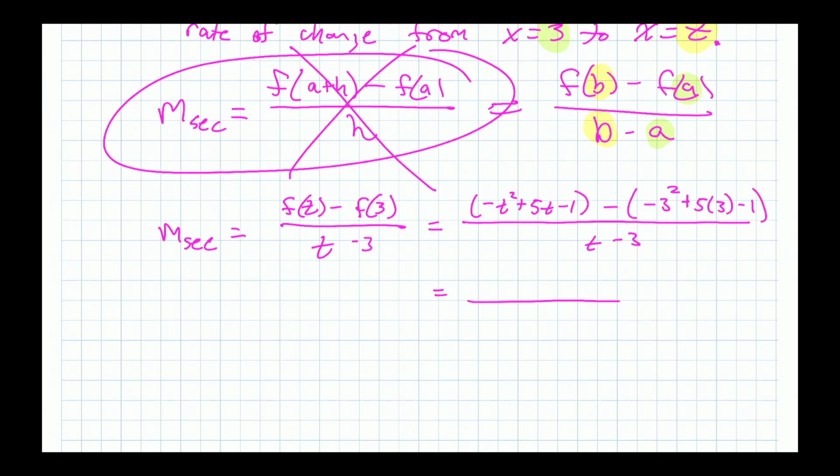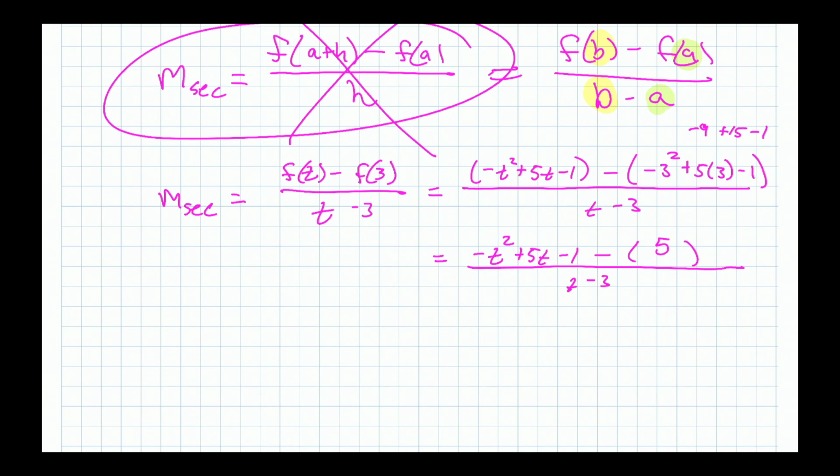So you work this out. Just leave the first part alone for now, pretty much. For the second part, we want to get a number. So we've got, what do we have? Negative 9 plus 15 minus 1. So that's 15 minus 10. So that's 5 over t minus 3. And we get negative t squared plus 5t, looks like minus 6, isn't it? Over t minus 3.